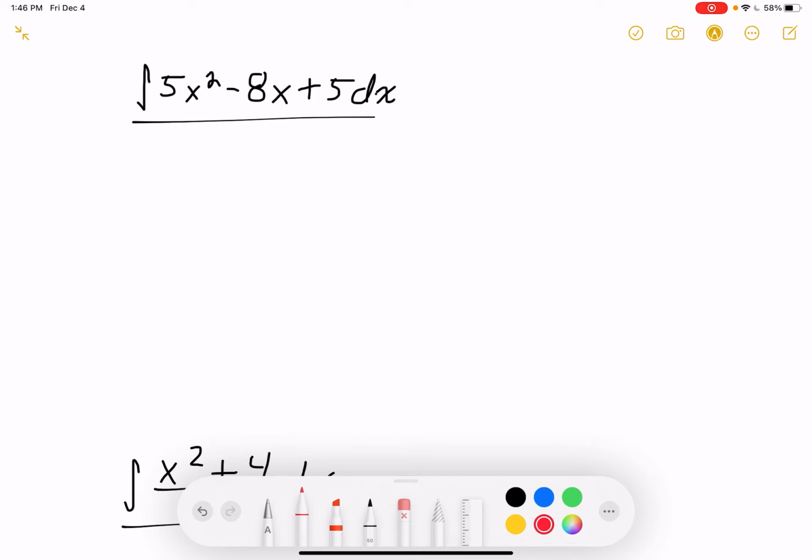What is power rule? Well, if you have some variable to a number, then the integral or antiderivative of that is: you take the exponent, add 1, and then divide the entire thing by that new exponent. All right, so let's apply that to our problem here.